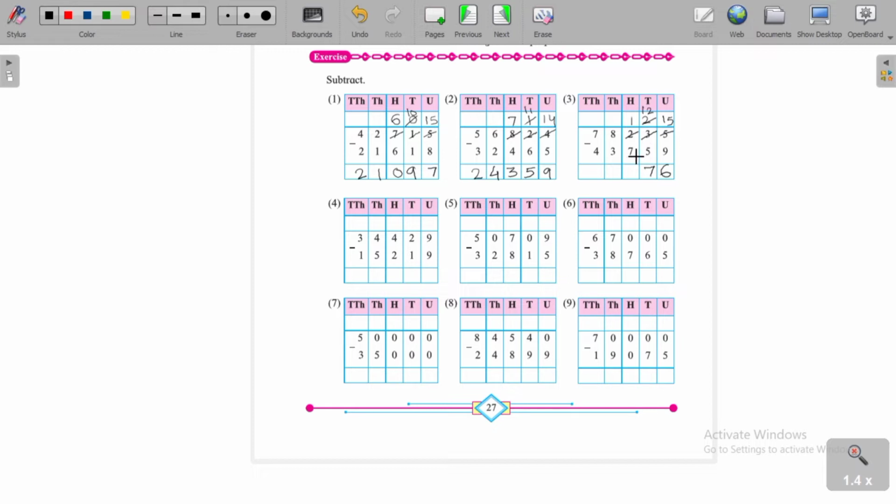1 minus 7. 7 is a bigger number, so we cannot subtract 7 from 1. We need to borrow from 8. So we are borrowing 1000 here, that is 10 hundreds. So when you borrow 1000 from here, 7000 remain, and 10 hundreds what you borrowed to hundreds place, those 10 hundreds and 100 which is here, together they make 1100. 10 plus 1, 11. Now we can subtract 7 from 11. 11 minus 7 is 4.